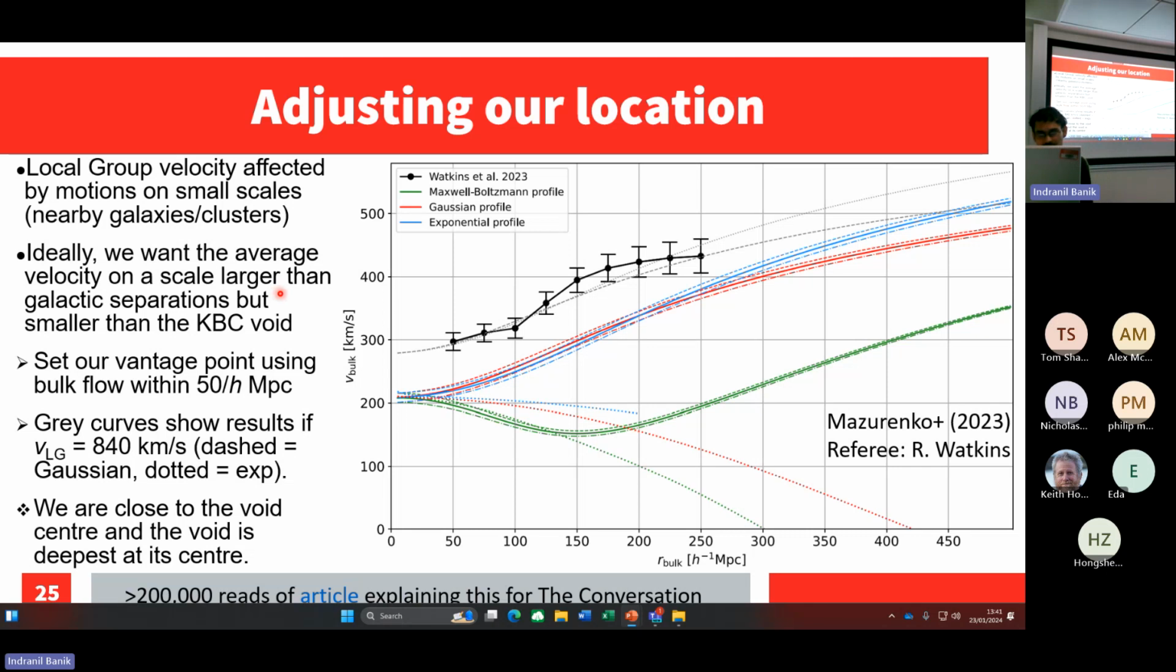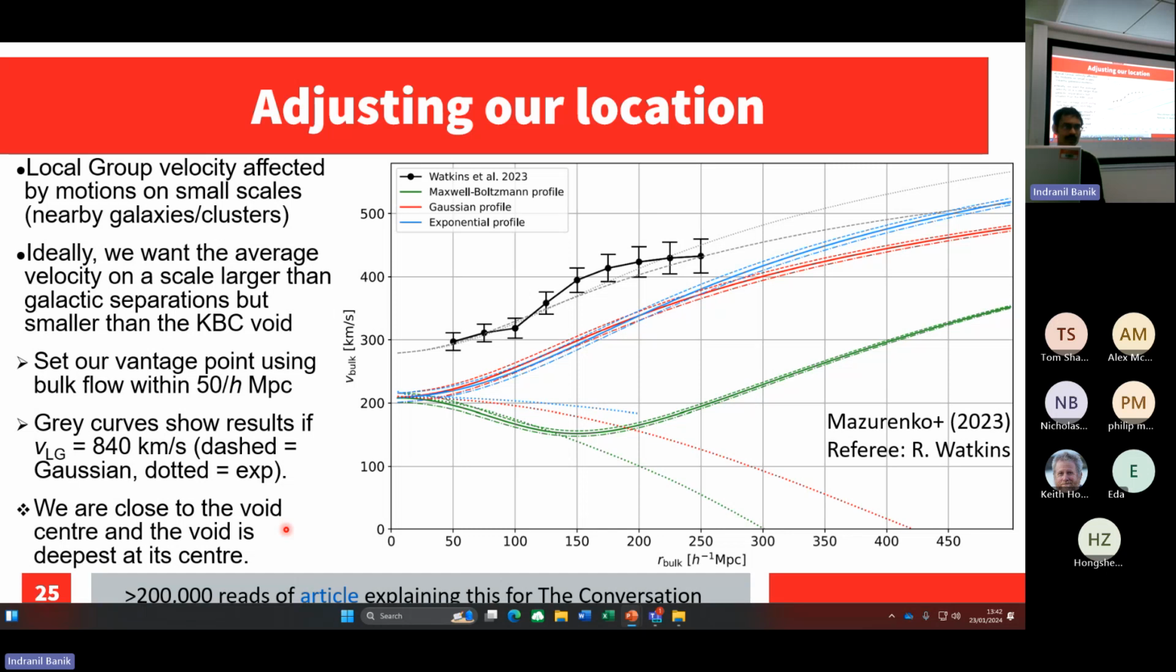Fortunately, we have this information because Rick Watkins provided us additional data points at low radii, which are low for him, but still much larger than the local group size. That means that we can set our location a little bit closer to the void center, which would mean that we're able to match the first data point shown here. If you do that, obviously you're not guaranteed to match the rest of the bulk flow curve, but we do nonetheless achieve that.